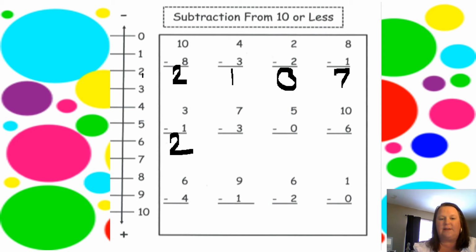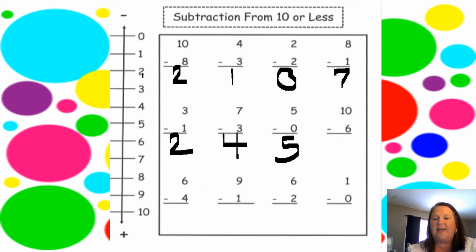We have 7. 7 minus 3, let's go 1, 2, 3. And we're on the number 4. So 7 minus 3 is 4. If I have 5 apples and I don't give any away, how many do I have? I still have 5.